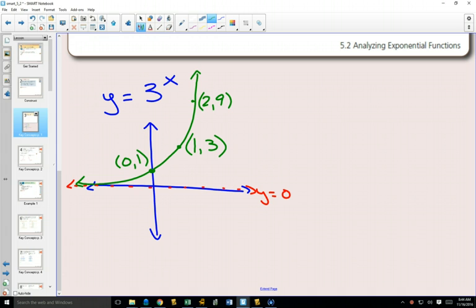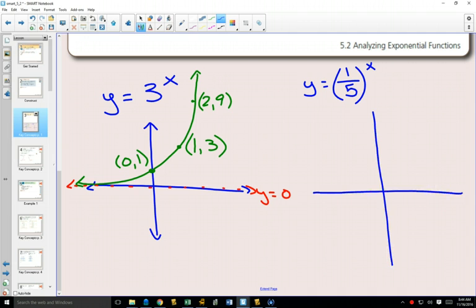The other one that we'll look at is what happens if you have a base between 0 and 1, like 1/5. Well, we go about graphing it exactly the same way. You know that it's going to have this point, (0, 1). Now when I plug in 1, I get (1, 1/5). And that point is below (0, 1). So the shape is the same, but this time it's going down. We still have an asymptote at y equals 0.